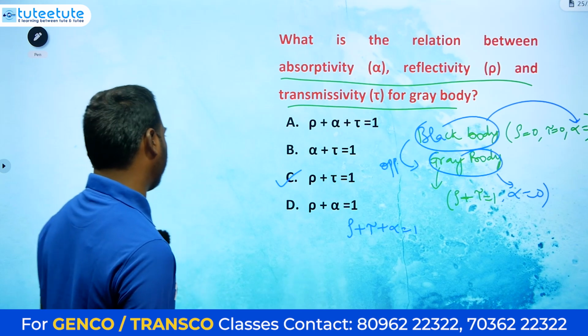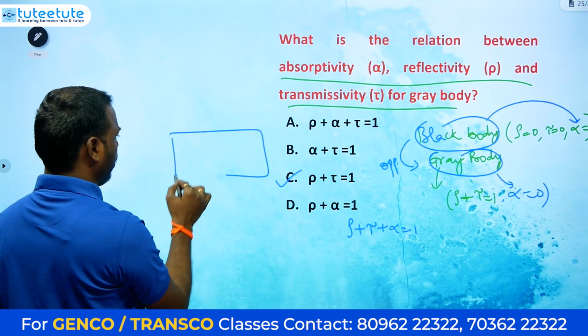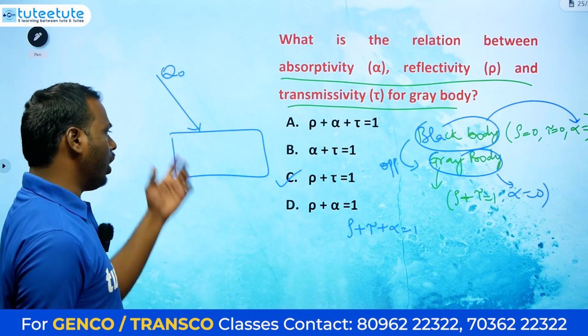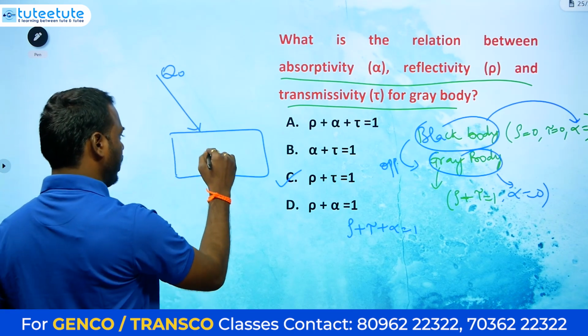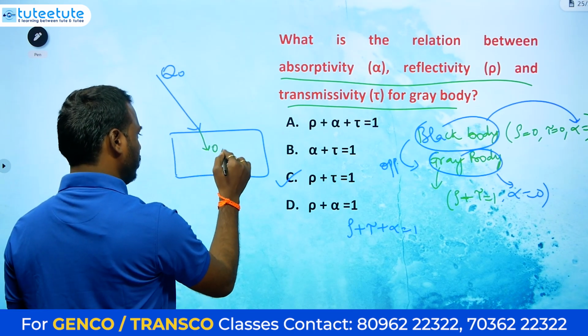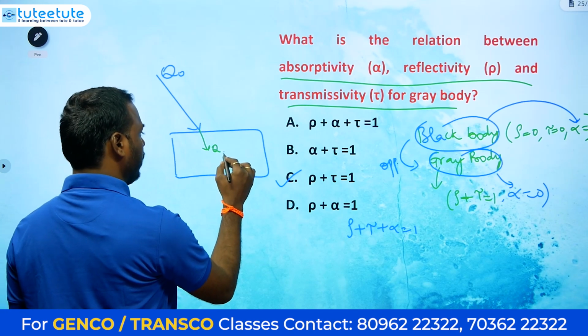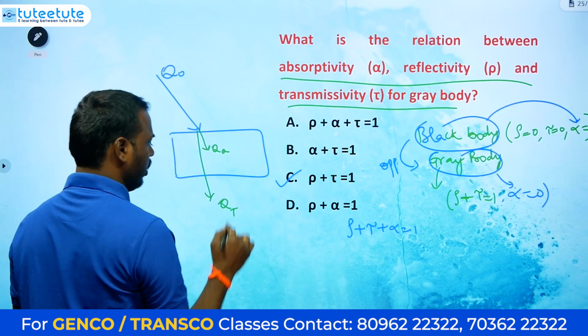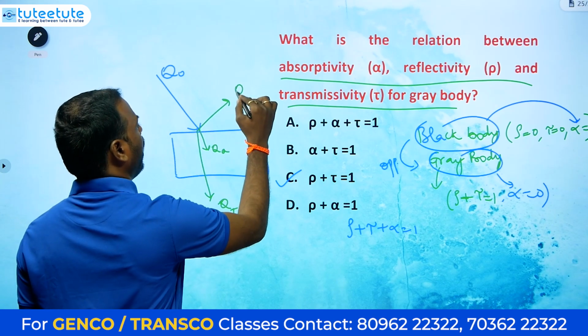How it comes is, suppose I take Q naught as the incident energy on a body, and the sum of energy will be QA, the absorption, QT, the transmission, and QR will be the reflection.